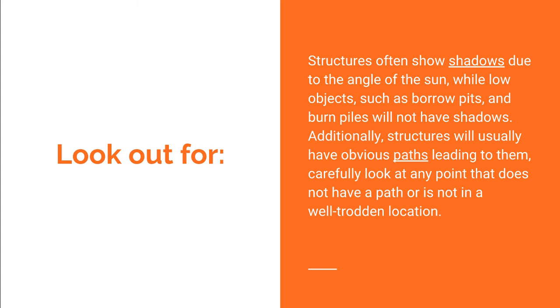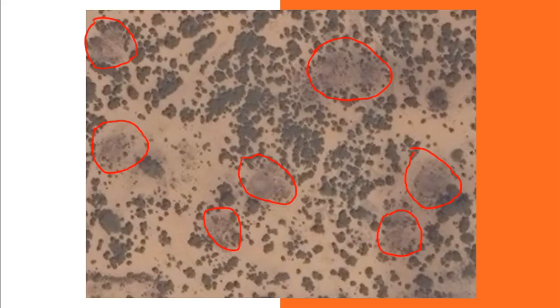So one good rule of thumb to remember is that a structure is going to put off a shadow, while low objects that aren't structures, so borrow pits and burn piles, will not have shadows. Also, you can help determine whether or not something is a structure and that someone's living there based on whether or not there are paths leading to it. Usually, structures that are inhabited have some sort of path leading to them.